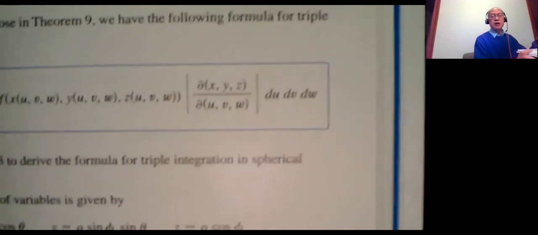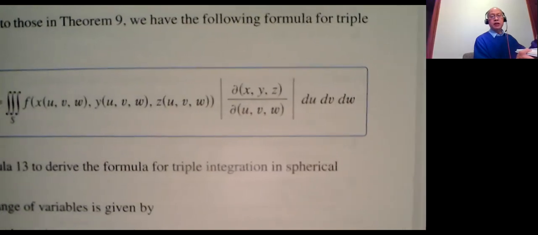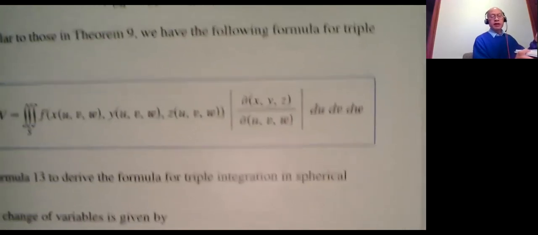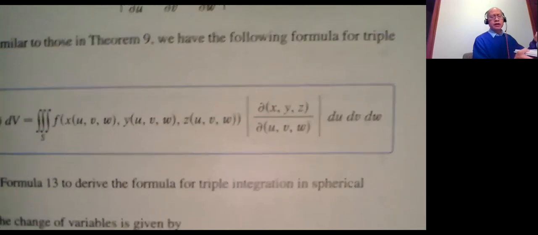And you have a three-dimensional Jacobian. Again, that's absolute value, partial of XYZ with respect to UVW, du, dv, dw. Those can get really, really long. So I don't think I gave you any of those.